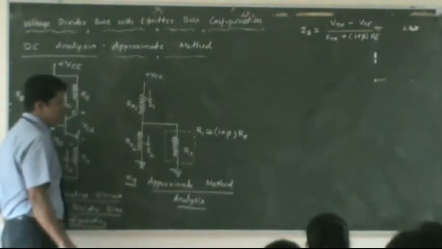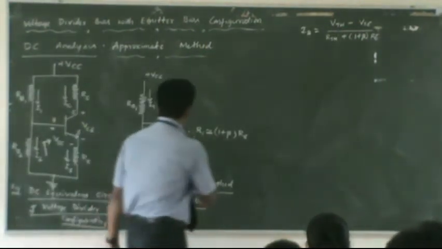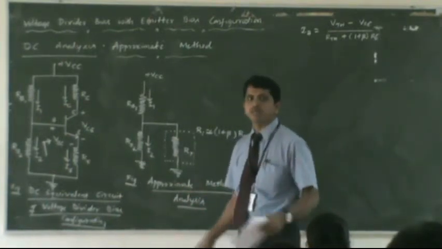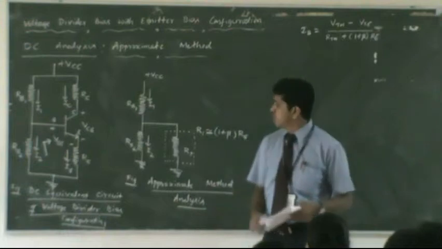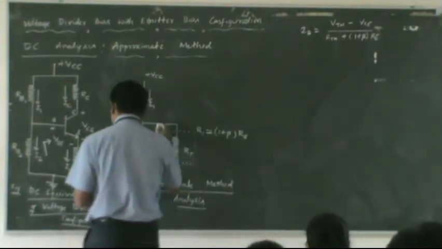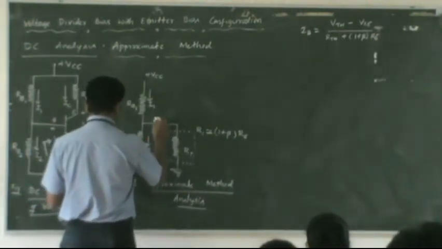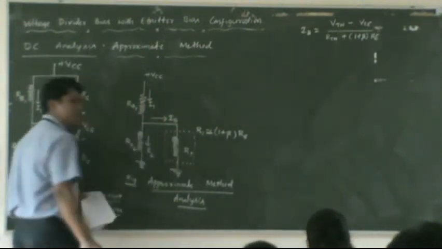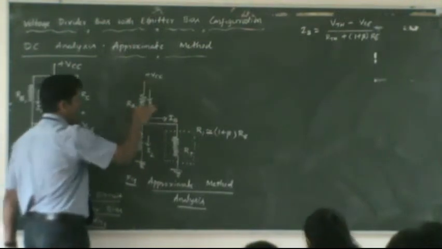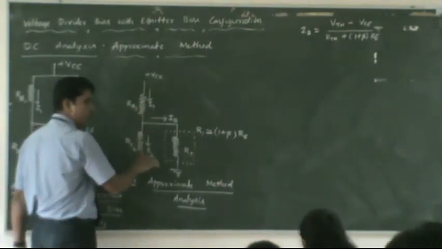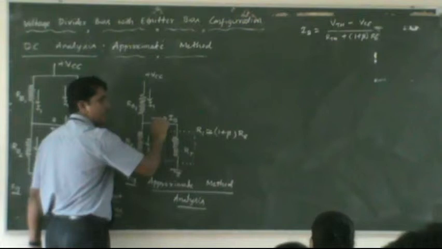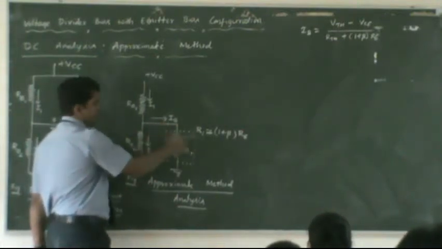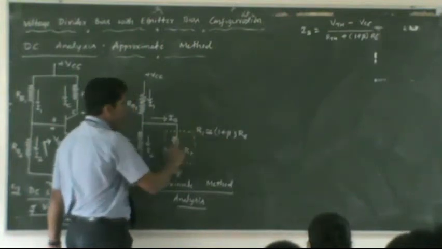Suppose Ri is very much larger than this value, what will happen? Let me indicate the current flowing here as IB. There are three currents here: one current which is coming in, another current which is going to the ground, and the base current IB which is going to the transistor input. This current will experience this amount of resistance.